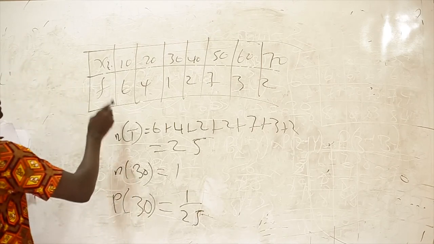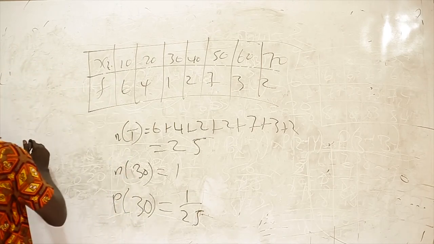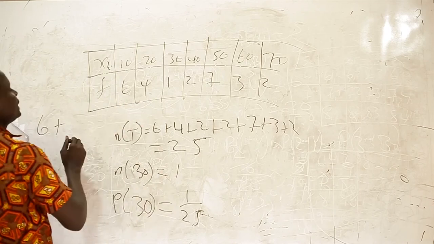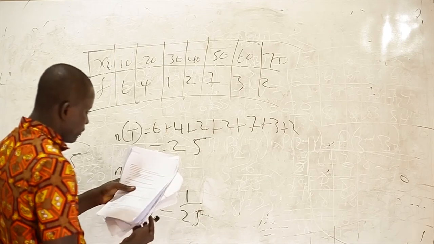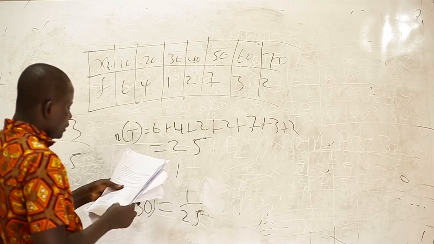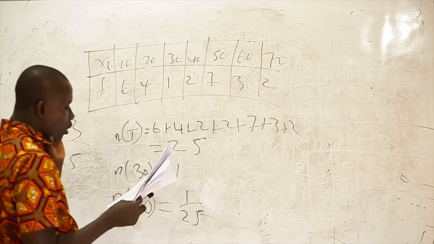Probability of 10 or 60. People who got 10 are 6. People who got 60 are 3. All over your 25. And you get 9 over 25. Then it says people who got modal mark.